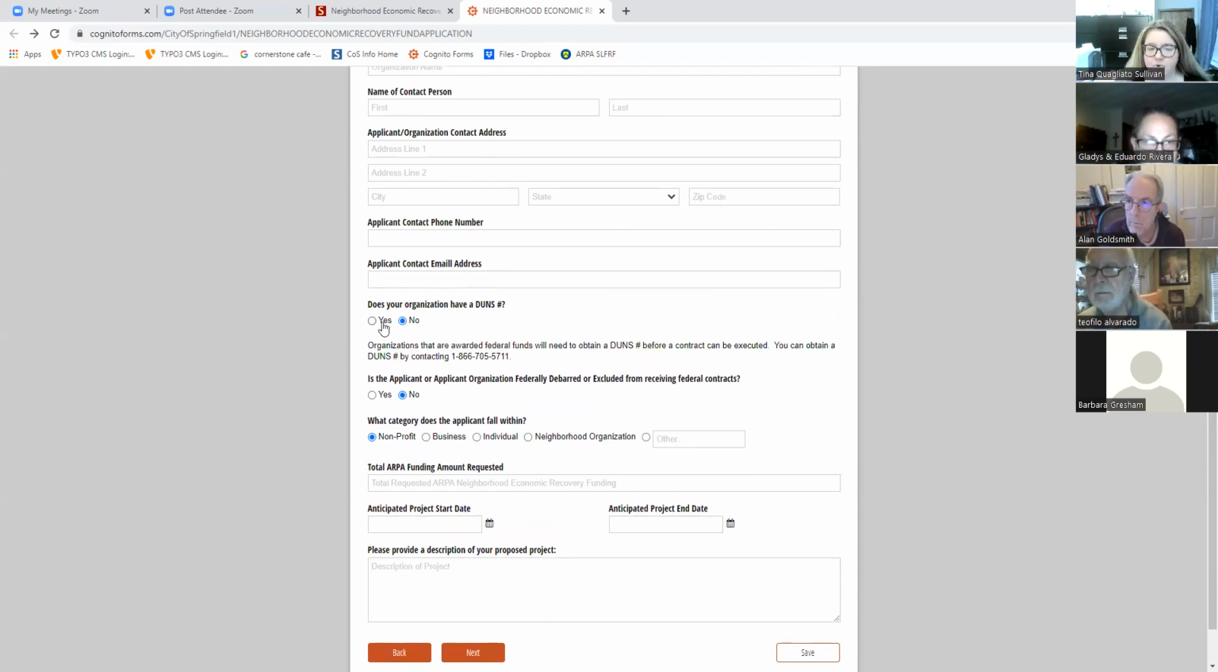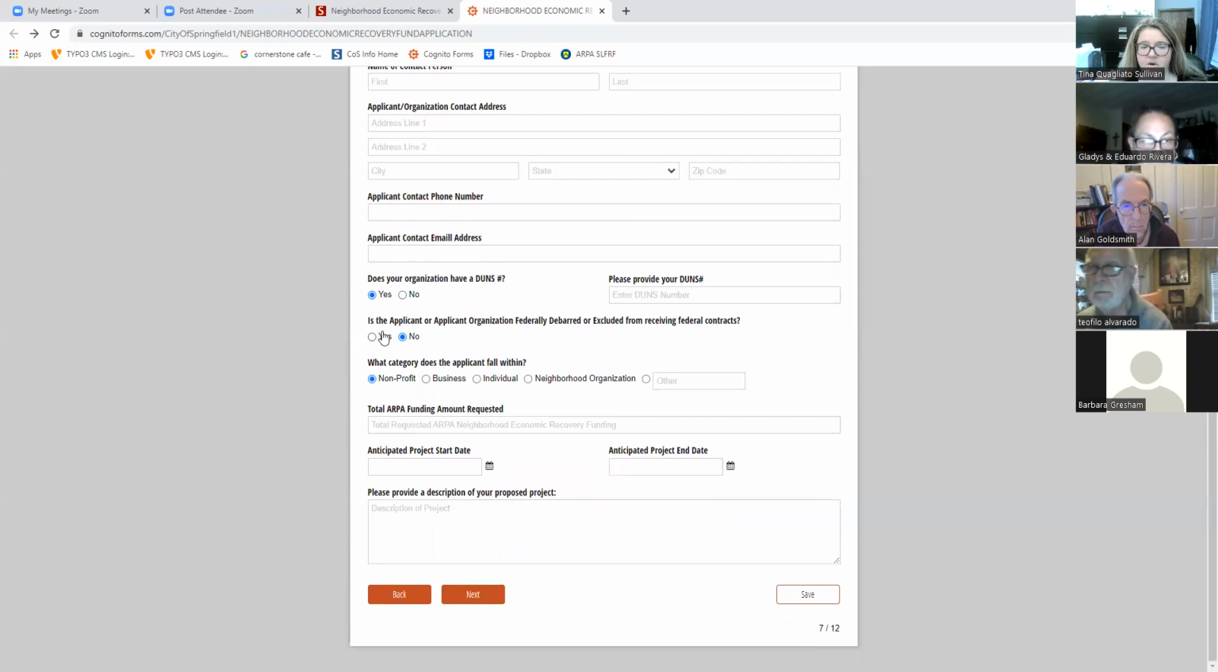If you have a DUNS number and you know that, that's great. It's basically like a unique identifier for federal funds. If you've received federal funds before, you may have a DUNS number. If you don't, you would just call this number and get it. You don't need it to submit your application, but to go to contract, if you are an organization or a nonprofit, you will need one in order for us to go to contract. So it's better to just call. Honestly, I think they assign the DUNS numbers in less than 24 hours.